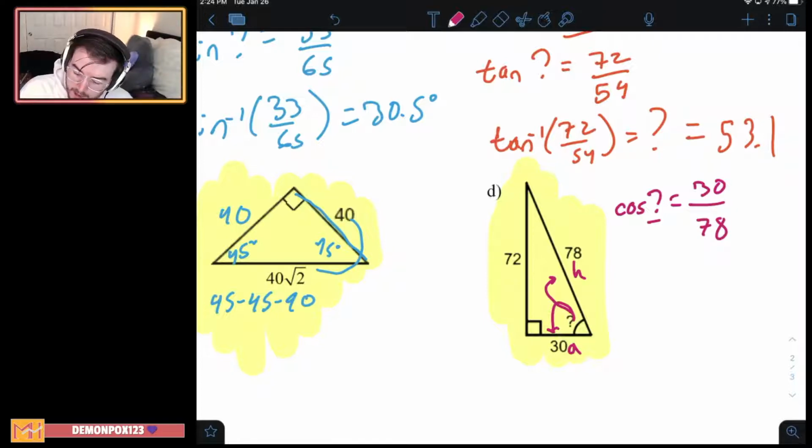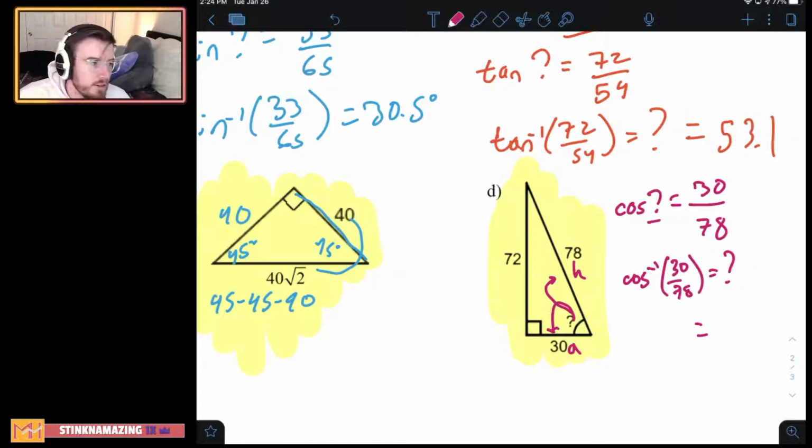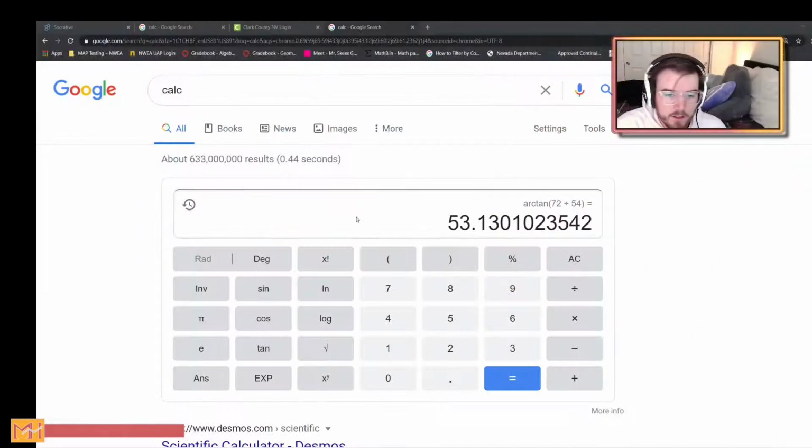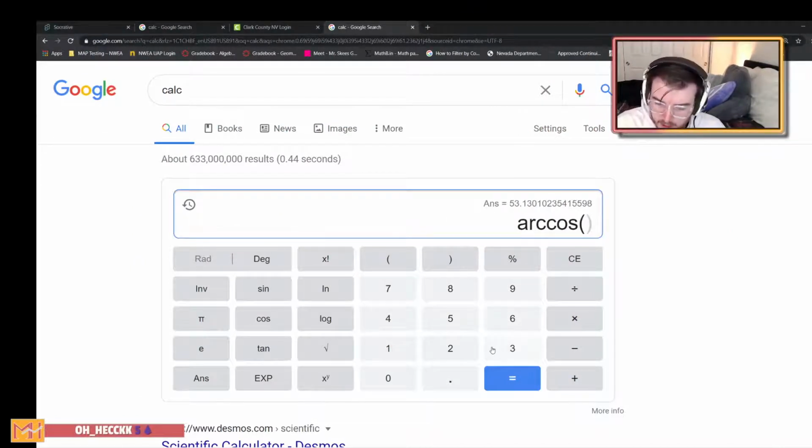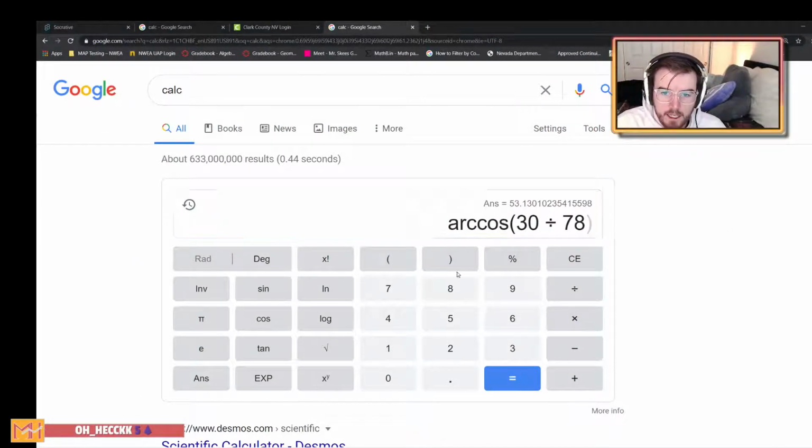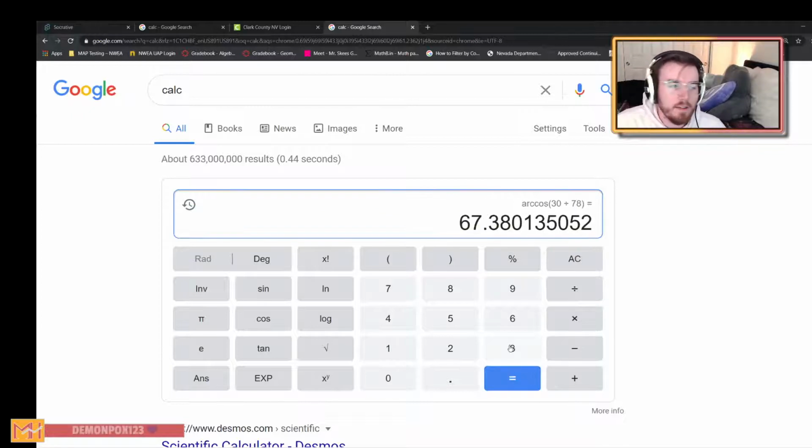To solve for the angle, you inverse, and voila, you get your answer. One more time, going into the calculator, inverse cosine of 30 divided by 78 is 67.4 degrees. That 8 rounds that 3 up.